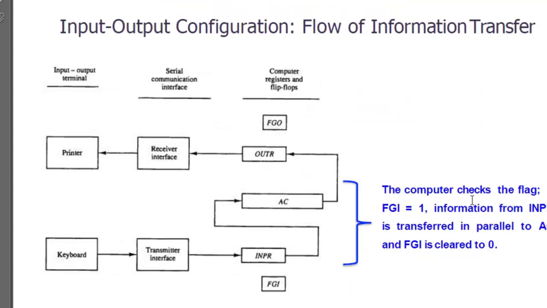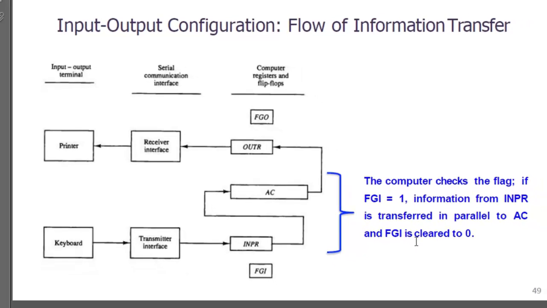The computer checks the flag. If flag input is 1, the information from the input register is transferred in parallel to AC and FGI is cleared to 0. That means after transferring the information from the input register to the accumulator, the FGI bit will be cleared to 0.